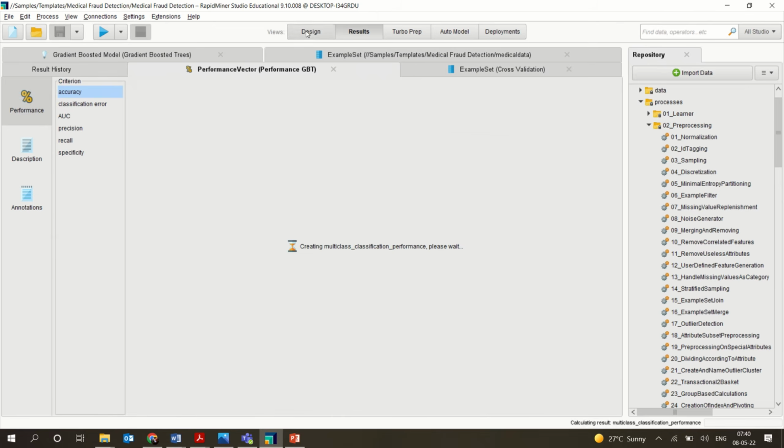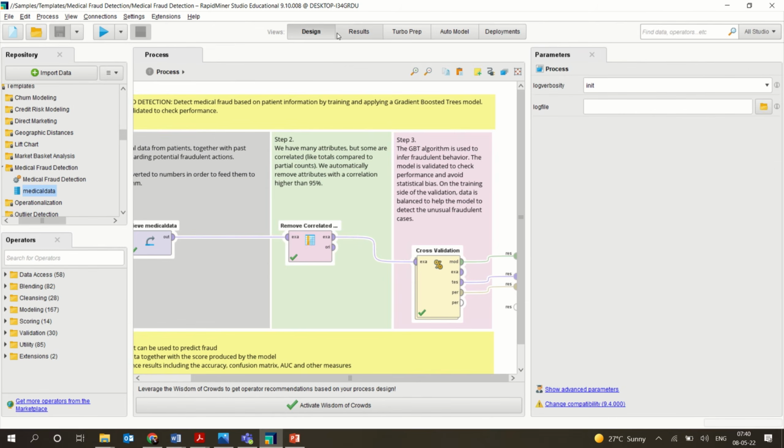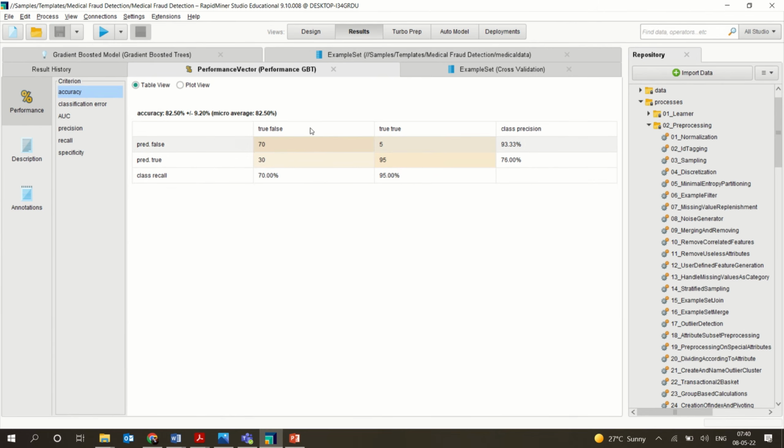Let me see, I think it is getting done. Yes, it is done. If you look at the results, it gives you a confusion matrix, and you are getting 82% accuracy. The classification error matrix is given here, and AUC is given here. Precision, recall, specificity, everything is given separately here. So that's all it is.